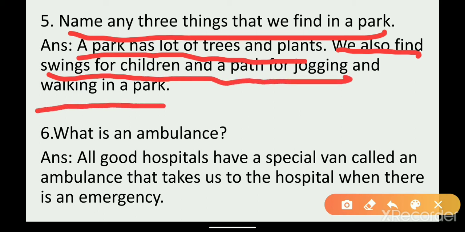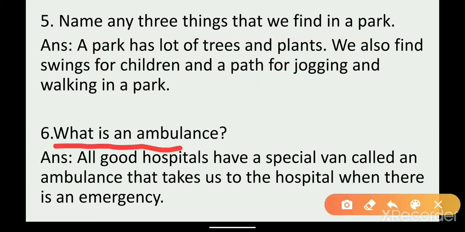So not only trees and plants, but we also find swings, slides, many things in a park. Not only those 2 things, but we also see many people walking and jogging. So there is a separate path for them for walking and jogging. Next.